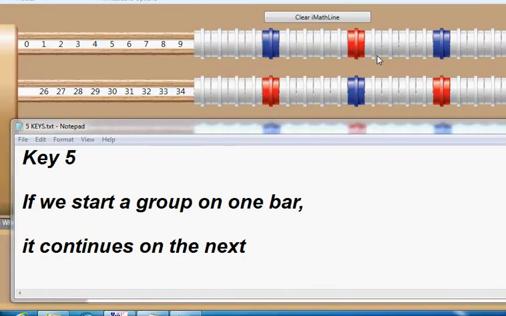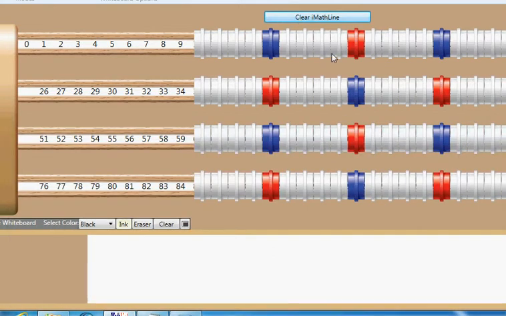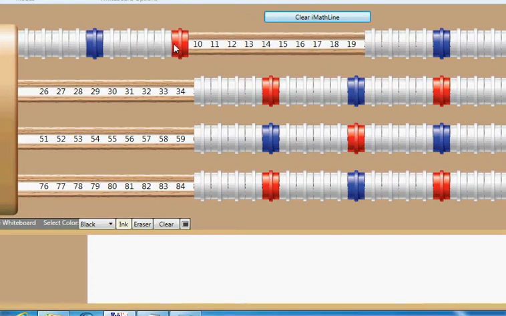Key 5 on MathLine. If we start a group on one bar, it continues on the next. All this is saying is that MathLine is continuous. Let's just take the example of counting by tens.